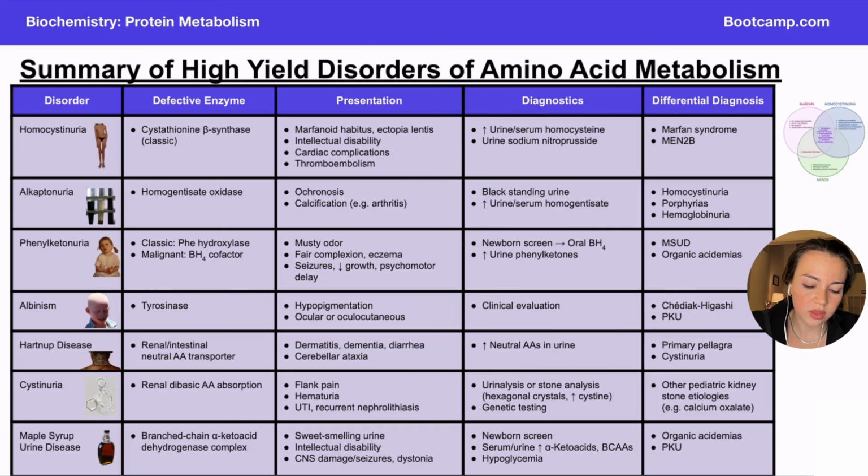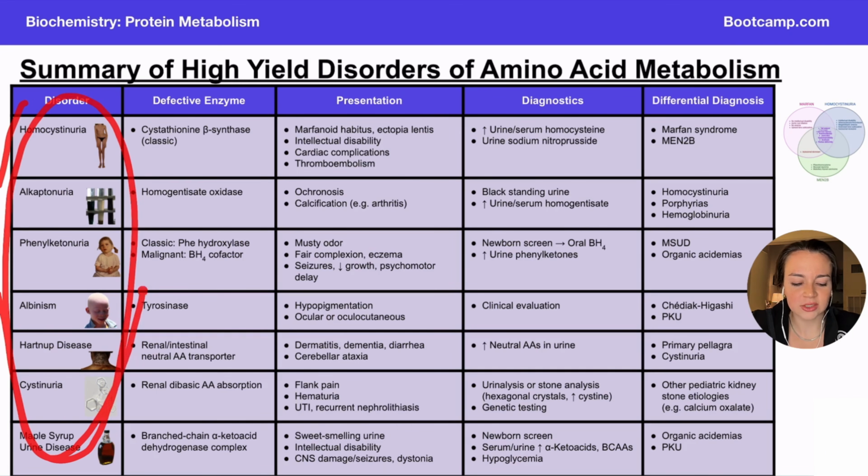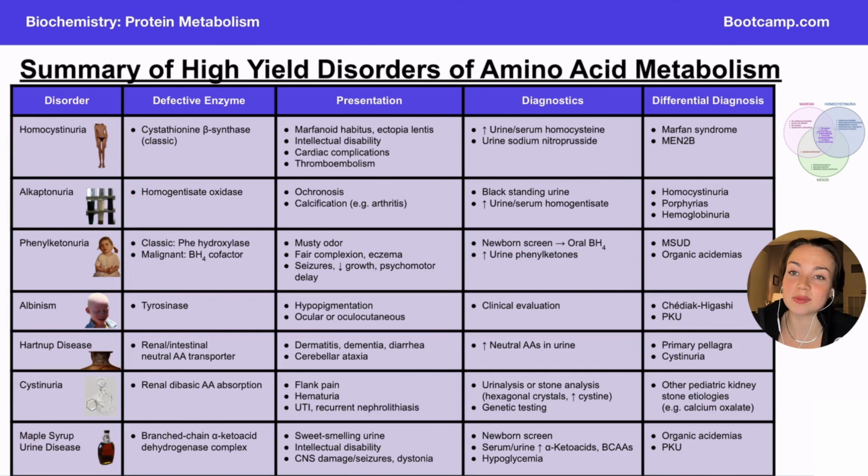In this video, we're going through 7 of the highest yield inborn errors of amino acid metabolism that you're likely to see on the Step 1 exam. We're going to talk pretty quickly about the must-know features for each of these disorders. And if you have any more specific questions, you can go back through the unit and find the specific video for each of these disorders.